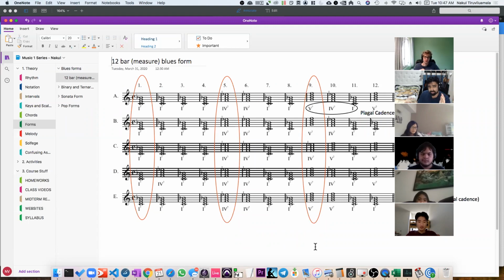There are all these subtle variations, but within the 12-bar blues form, there are plenty of variations to keep you busy. So let's just stick to the 12-bar blues form.